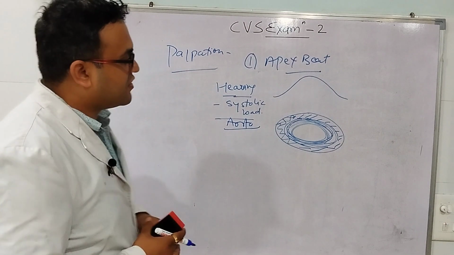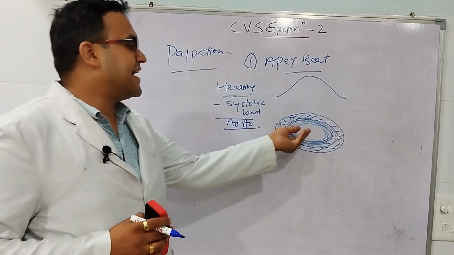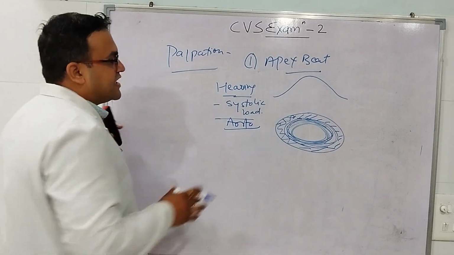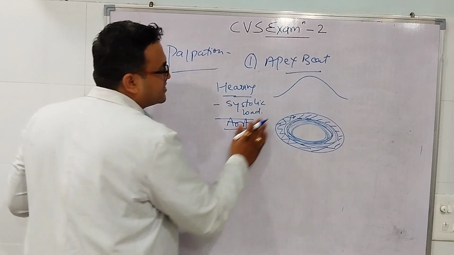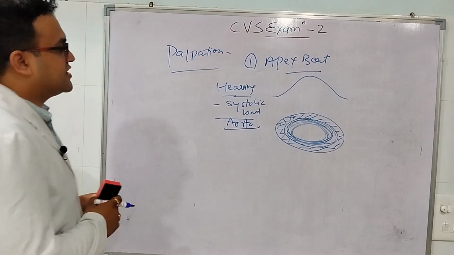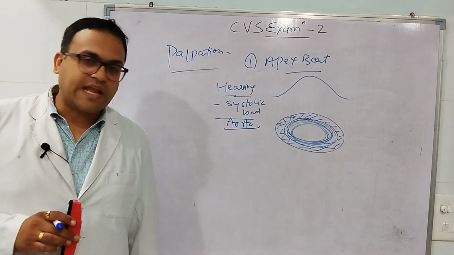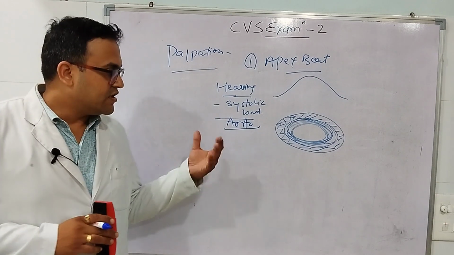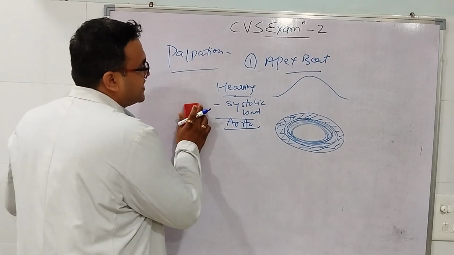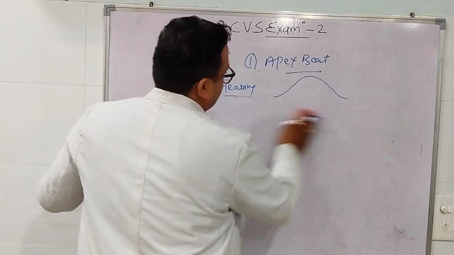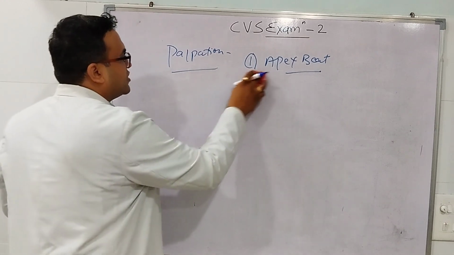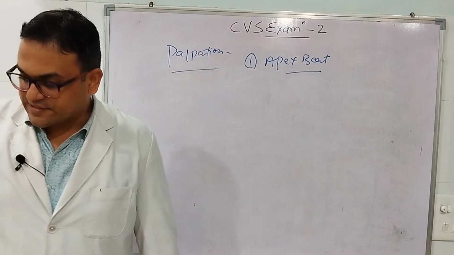There becomes so much wall thickness that inside the heart the space for blood becomes very less. So there will be more muscle mass, and that increased muscle mass will give a heaving apical beat. This is seen in systolic overload, like left ventricular hypertrophy, in long standing hypertension, and in patients with aortic stenosis. In aortic stenosis, because of the stenosis, the left ventricle has to contract against an increased resistance.